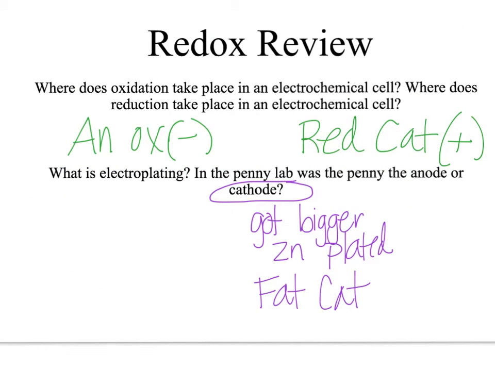So here's An Ox and Red Cat again. Oxidation happens at the anode and it's negative. The anode is negative. Red Cat, reduction happens at the cathode. The cathode is positive.